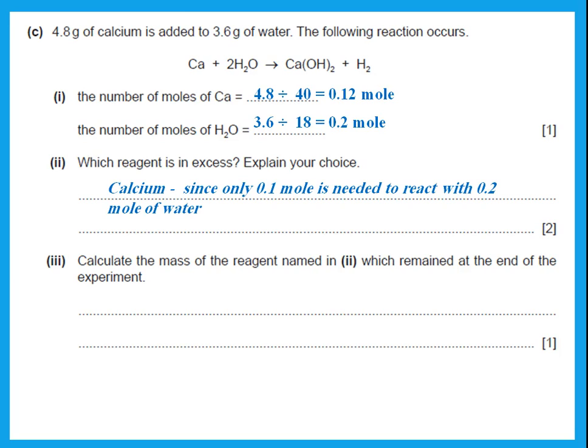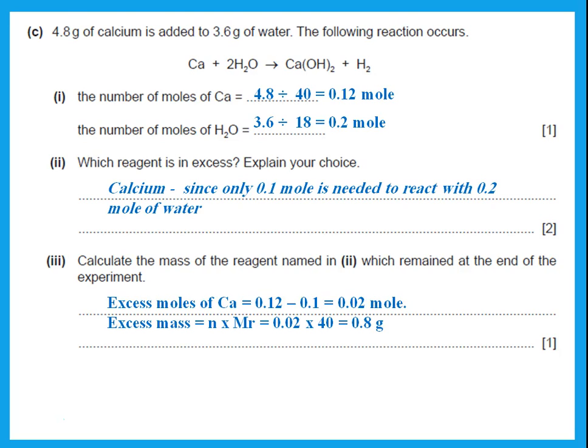Okay, calculate the mass of the reagent named in 2, which remained at the end of the experiment. So if I need only 0.1 and he put 0.12, what is the mass that is left over? 0.1 and 0.12, the difference is 0.02 mole. So the excess number of moles is 0.02, and that means the excess mass is that number of moles times the Mr, and that means he put an extra 0.8 grams of calcium.